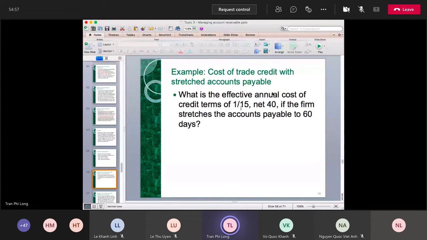This one is a thing I tell you: the customer can ignore the late payment fee because they know that if they can extend the payment period, it can reduce the implicit cost of trade credit significantly.